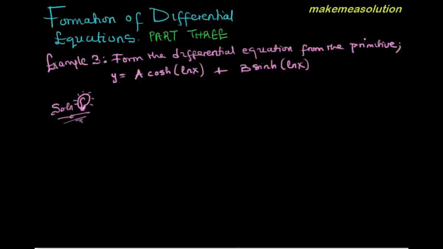Okay, we have here before us example 3. Form the differential equation from the primitive y is equal to a cosh ln x plus b sinh ln x. You can see that this time around we are dealing with hyperbolic functions. If you don't know about hyperbolic functions, I might have to create content on hyperbolic functions. It's very, very easy to understand, but let me just assume that you've been introduced to hyperbolic functions in the past. So we want to remind ourselves of their derivatives.